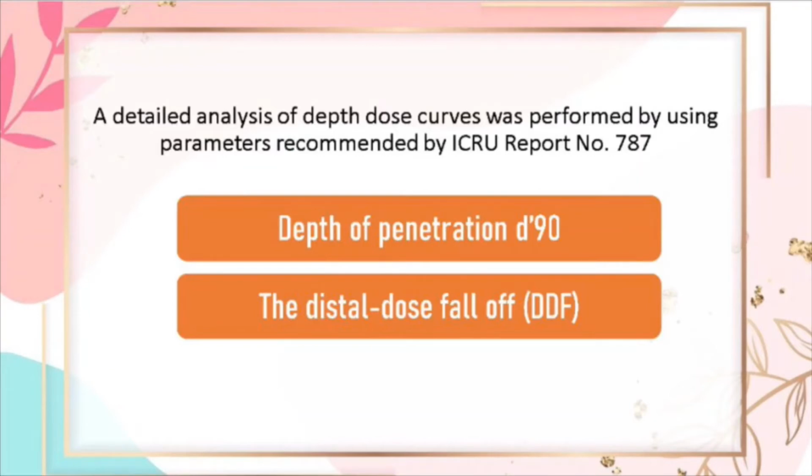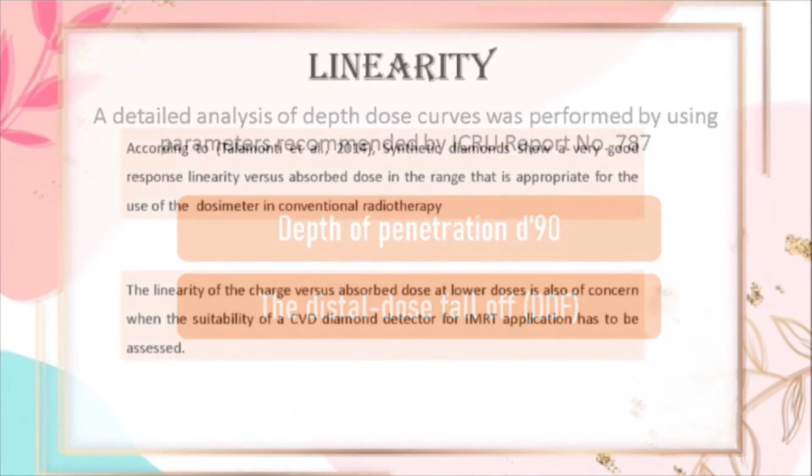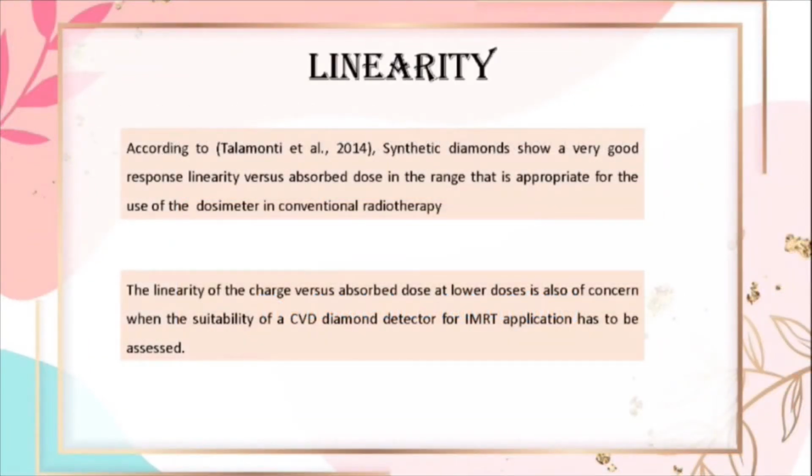Depth of penetration is known as the depth in water on the central beam axis at which distal 90% of maximum dose is obtained, and the distal dose fall off (DDF) is defined as the distance on the central beam axis between points representing distal 80% and distal 20% of maximum dose in the decreasing part of the Bragg peak. The next one is linearity.